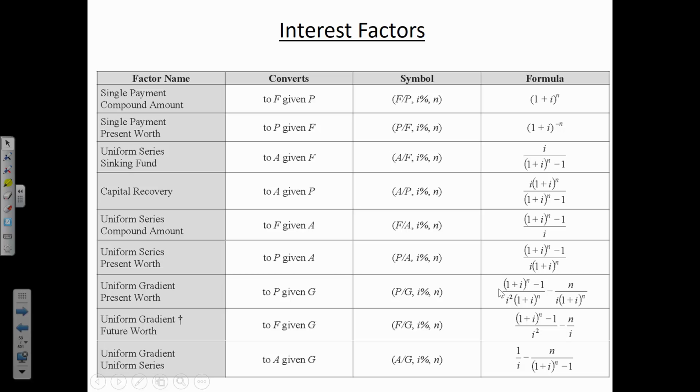Some of these formulas get pretty hairy. If you look at this P/G, we will go through and calculate that just once for kicks, so we can say that we did.